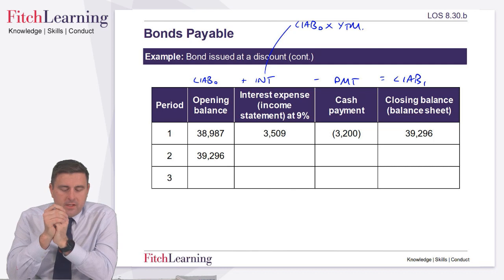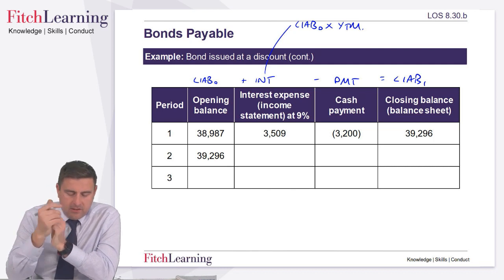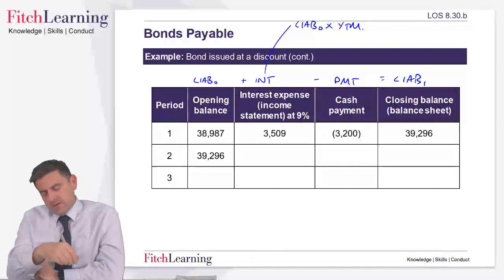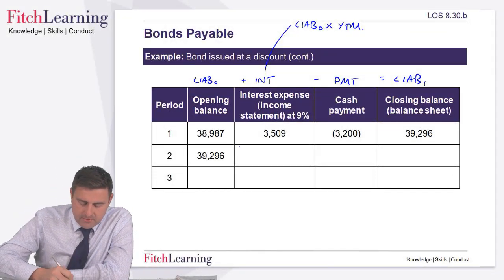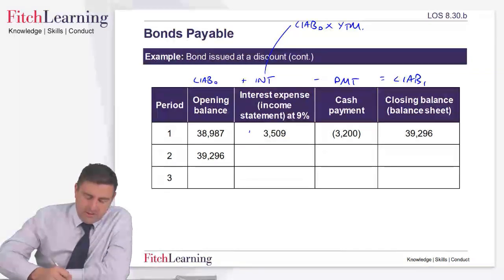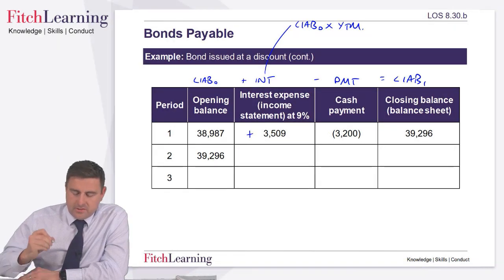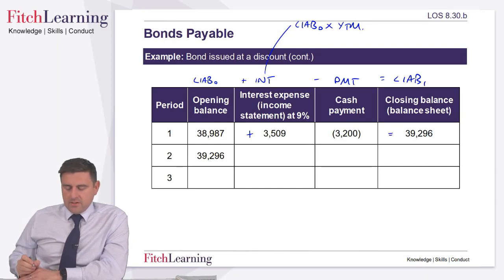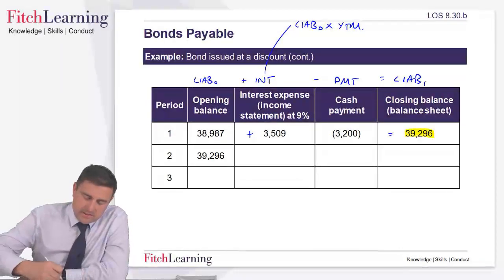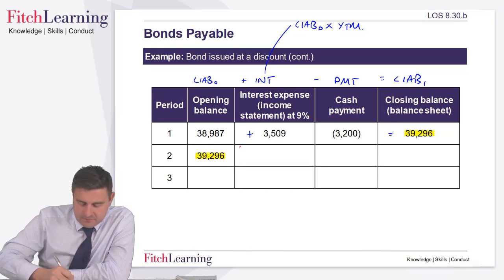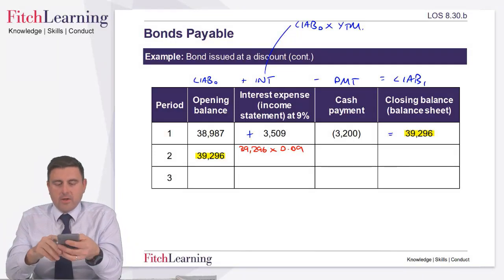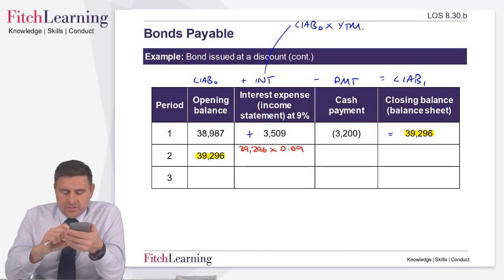So with the use of the calculator, let's do the second row from scratch. We take the opening liability for year two because it grew by interest, 3,509, serviced by 3,200 to give 39,296. That closing balance for year one is opening for year two. Your interest expense would be 39,296 times the rate of 9%. Just check that on my calculator, and then that will give me the interest expense for year two.